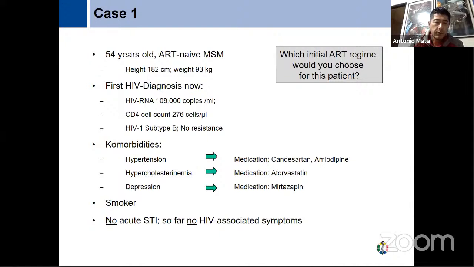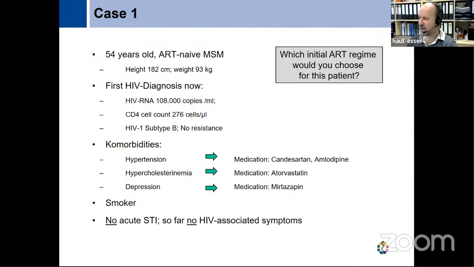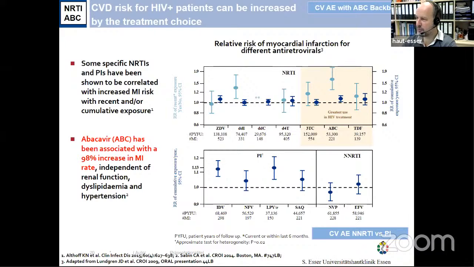Okay, maybe not. Sure. Okay, let us discuss this case. The first thing is the backbone. Abacavir is associated with an increase of myocardial infarction. So in a patient with hypertension, who is also a smoker and has hyperlipidemia, he has a high risk profile for cardiovascular diseases and events. So we wouldn't choose Abacavir as a backbone.